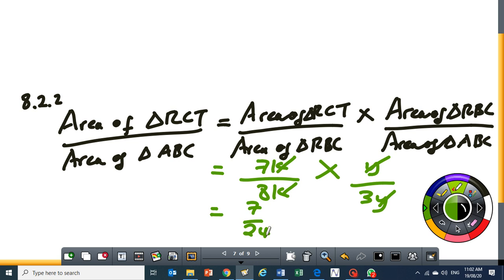Okay. So this one was the last concept on proportion and ratio of areas. Right? Any question? Okay, so from now on, for that.